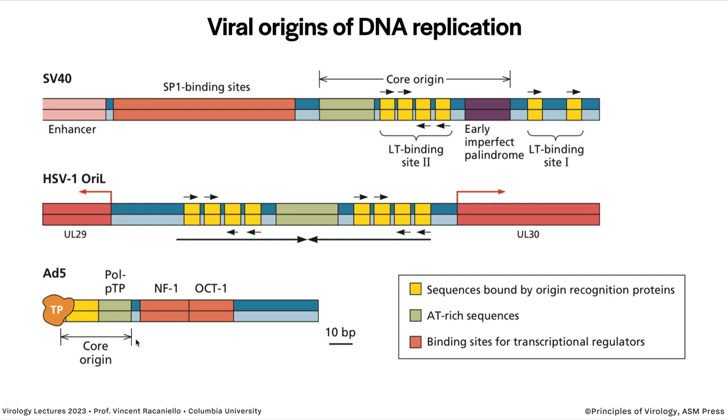And finally, the origin for adenovirus is the end of the DNA. There are two ends. This is one of the two. The yellow sequence is bound by the origin recognition protein, which is shown here. The terminal protein is bound, but of course, it's the pre-terminal protein that originally binds to the end. So that's the origin recognition protein. And we have AT-rich sequences and then binding sites for transcriptional regulators.